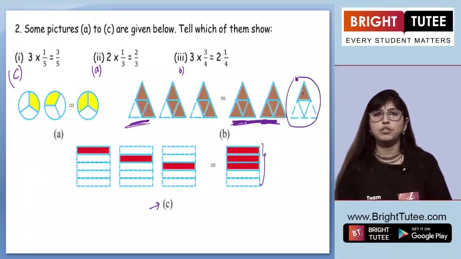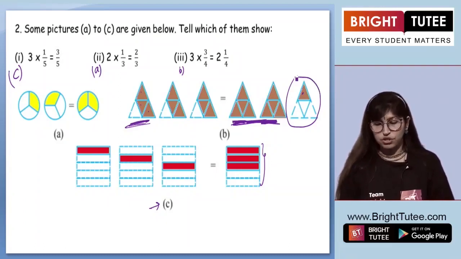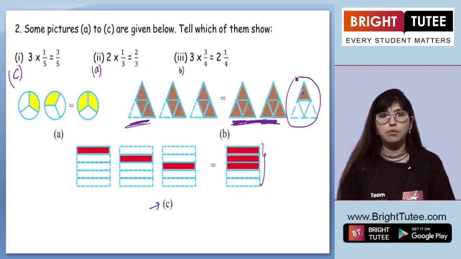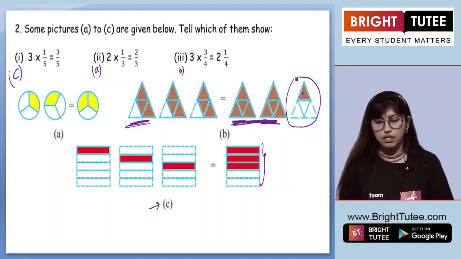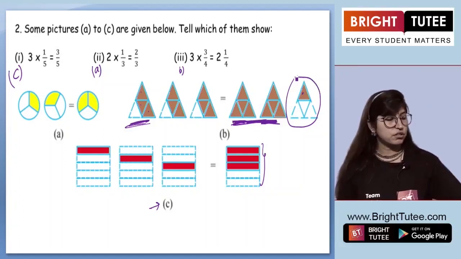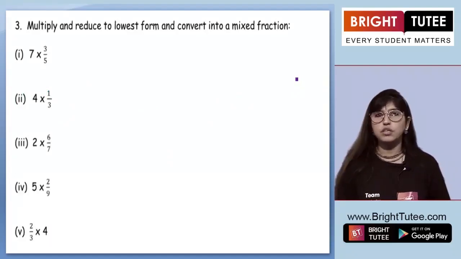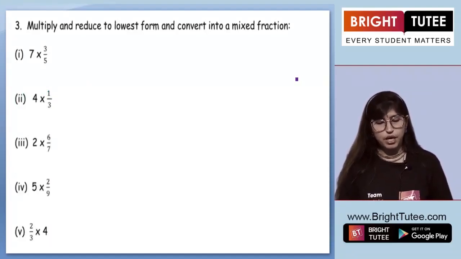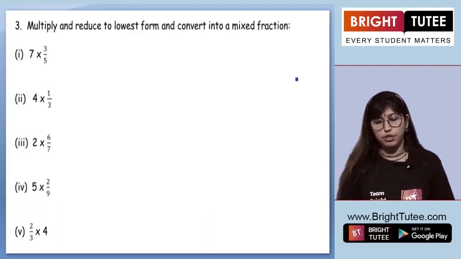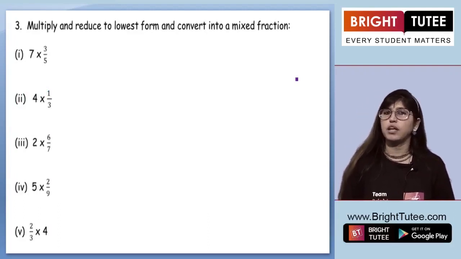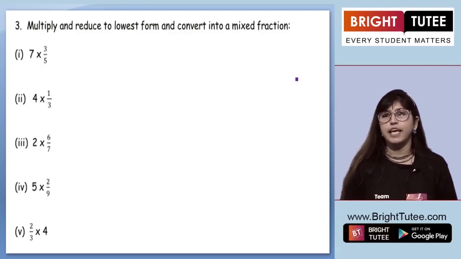So mixed fraction will be 2 1 by 4. So this is how we represent the numbers and how we represent the fractions and mixed fractions with the help of these pictures. Now let's move on to the third question. Over here we need to multiply and reduce it to lowest terms, and we need to convert it into a mixed fraction wherever we find an improper fraction.